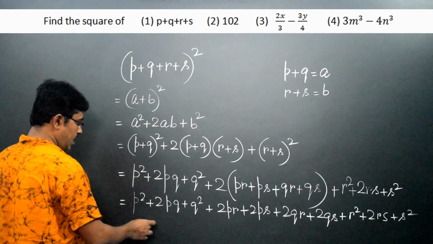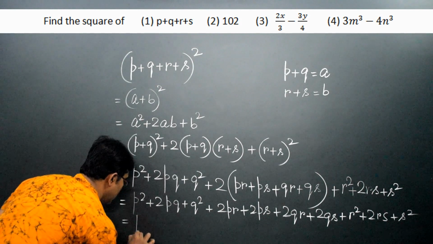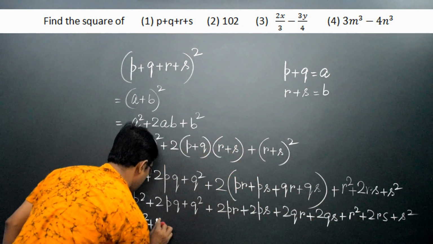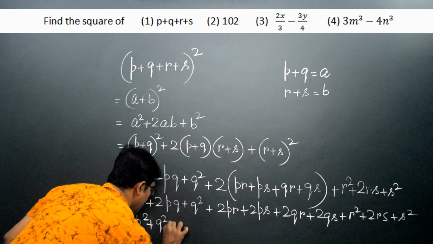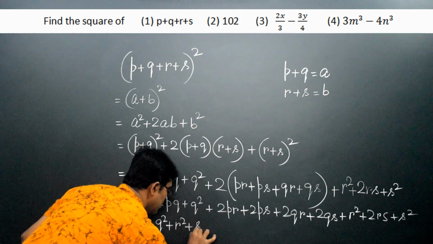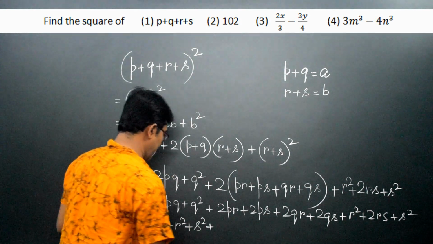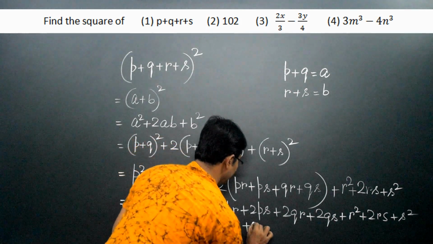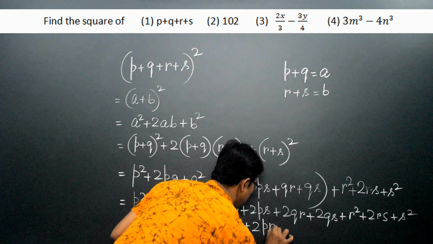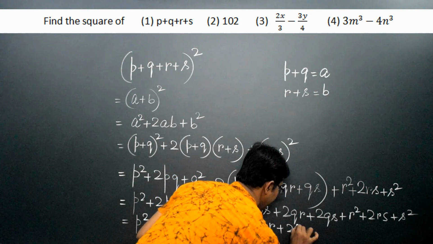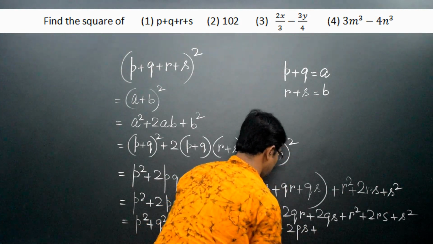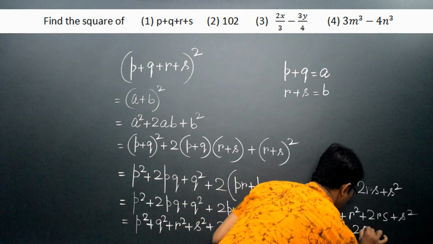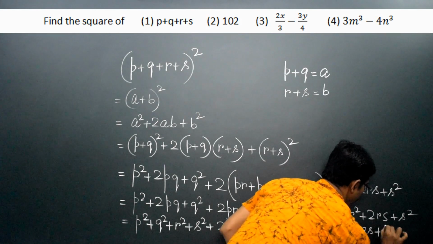Now we rearrange this result. This is equal to p square plus q square plus r square plus s square plus 2pq plus 2pr plus 2ps plus 2qr plus 2qs plus 2rs.